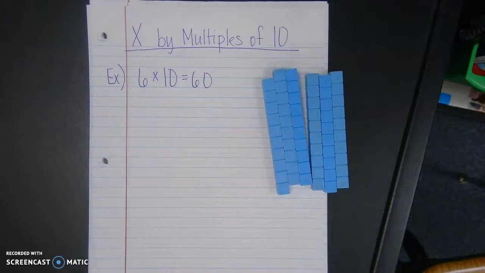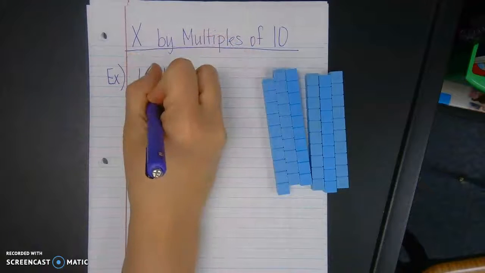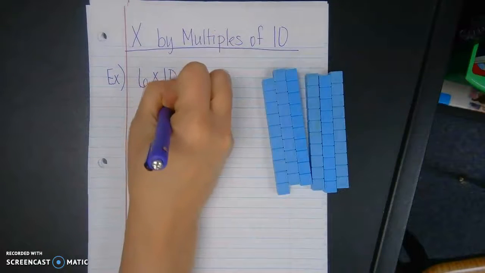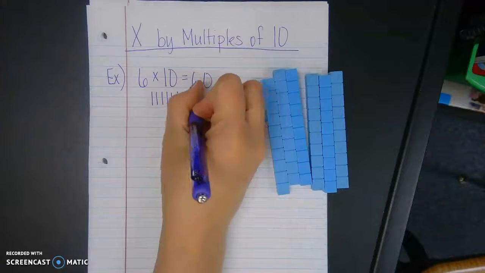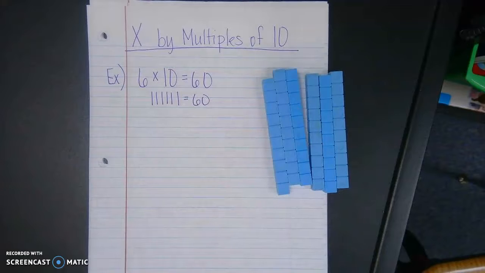So if I'm going to draw this in base 10 blocks, it'd be 10, 20, 30, 40, 50, 60. Remember the lines represent our rods? Equals 60. Okay, so that's with a base 10 block.